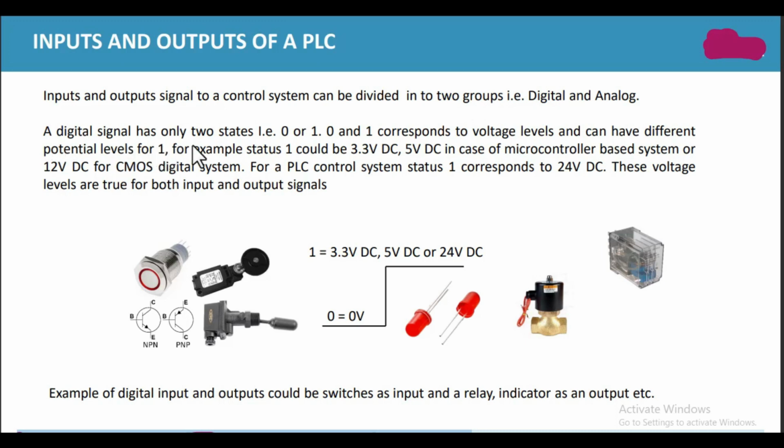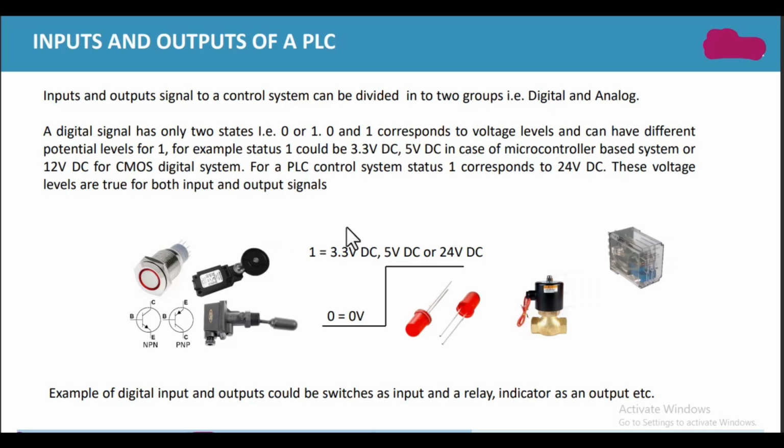A digital signal has only two states, 0 or 1. 0 and 1 correspond to voltage levels and can have different potential levels for 1. For example, status 1 could be 3.3 volt DC or 5 volt DC in case of microcontroller based systems, and in case of a CMOS digital system it would be 12 volt DC. For a PLC control system, status 1 corresponds to 24 volt DC. These voltage levels are true for both input and output signals.